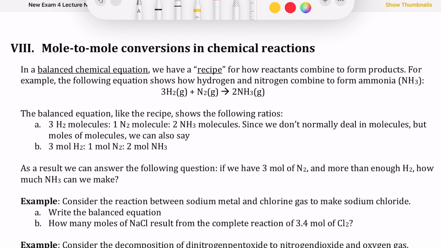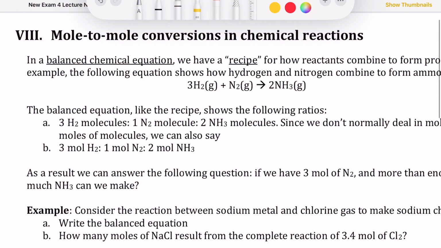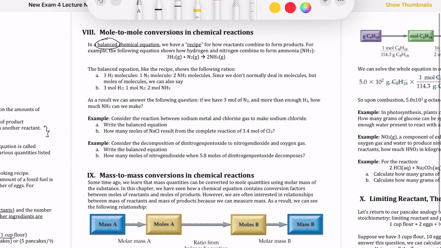Now, we're going to apply that same concept that we just talked about with the baking recipe to the calculation with a chemical reaction. In this case, the first thing we need to make sure of is that we have a balanced chemical equation. This is why you learn to balance first, because unless you have a balanced chemical equation, you don't have a complete recipe.